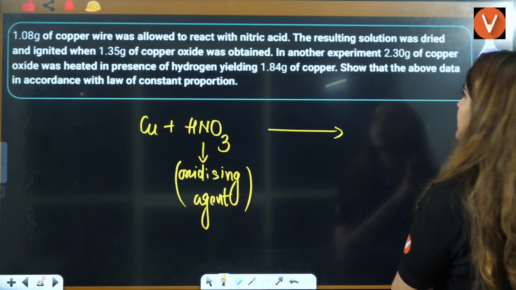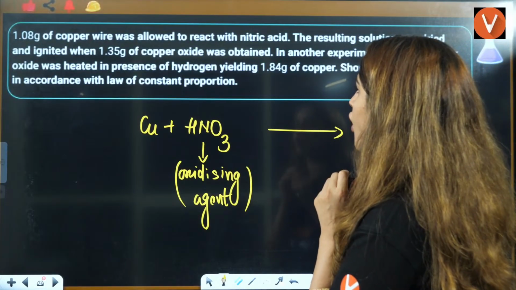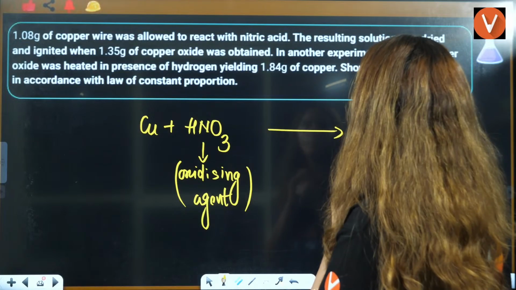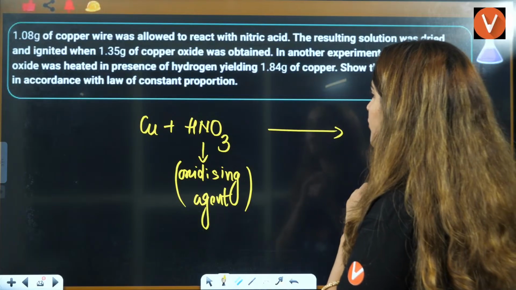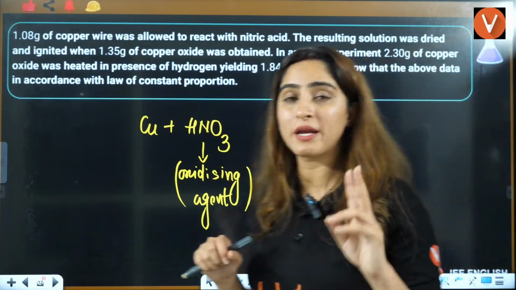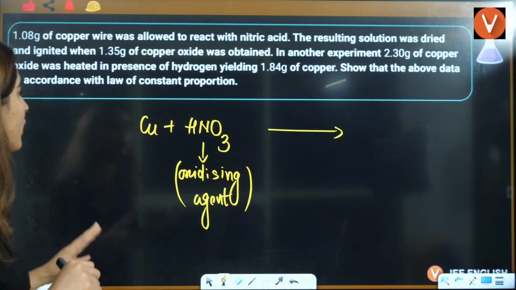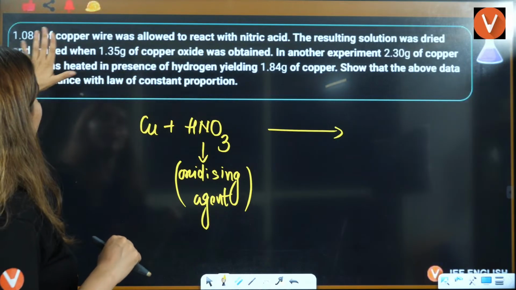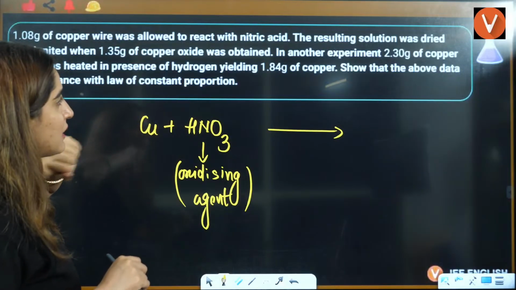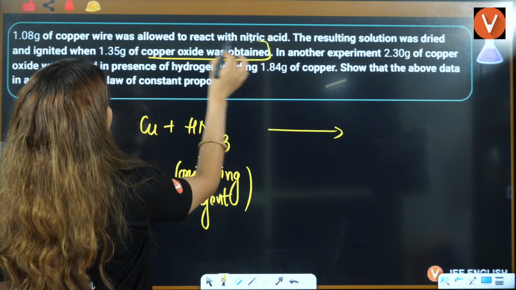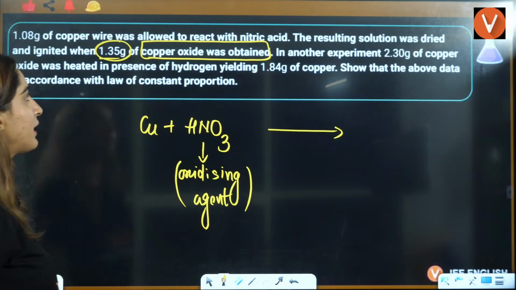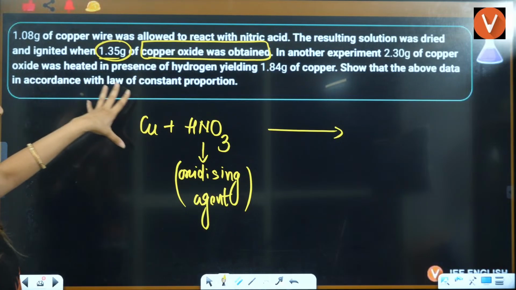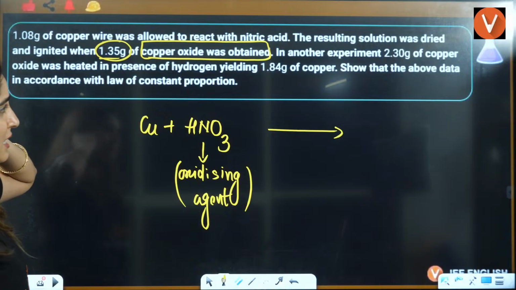In another experiment, this much of copper oxide was heated in presence of hydrogen, yielding this much of copper. Show that the above data is in accordance with the law of constant proportion. So two experiments are given to you. In the first, this much of copper was allowed to react with nitric acid, and the resulting solution was dried and ignited when this much of copper oxide was obtained. In another experiment, copper oxide was heated, resulting in this much of copper.